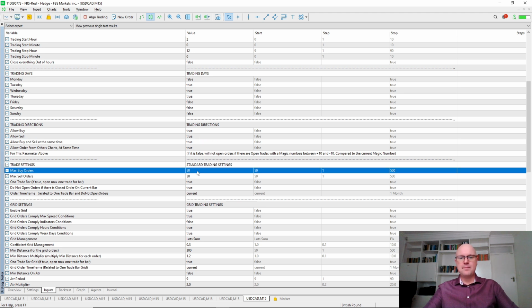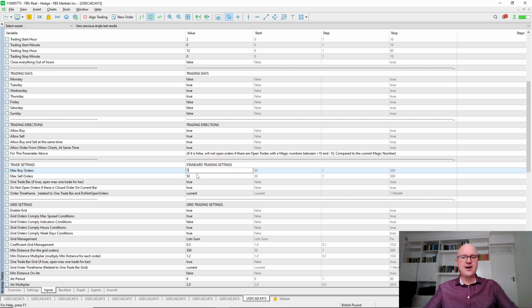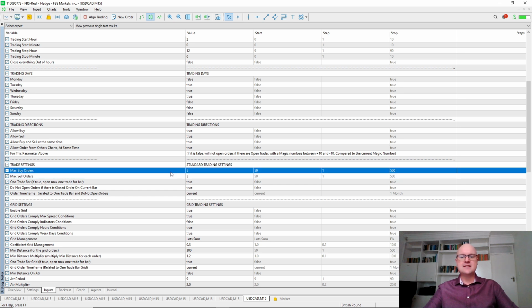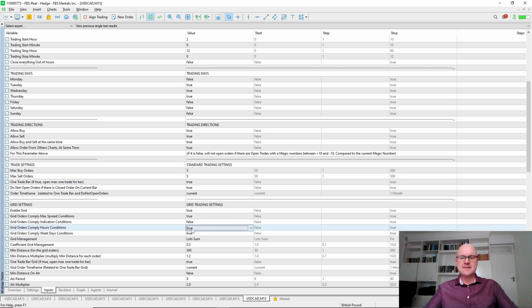For this example, I changed it from 50 to 5, meaning the maximum amount of orders that the expert advisor is allowed to trade in one direction is set to 5. Now, to give more freedom to the grid to be able to exit these trades, I did make a couple of changes to the grid itself.